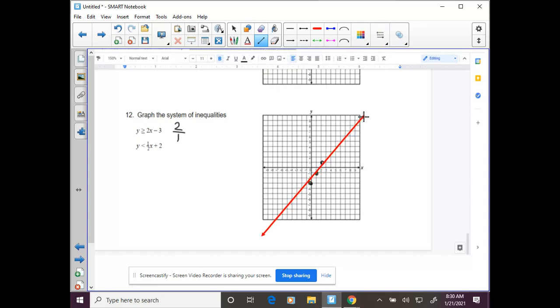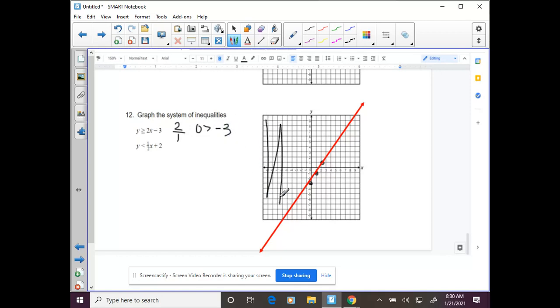Ooh, not the best. And you're going to pick a test point to make sure that that works. So I'm going to choose 0, 0. I'm looking at my top equation. 0 is greater than 2 times 0 is 0. -3 would be -3. That is true. 0, 0 is greater than -3. I'm going to shade the top of the graph in.